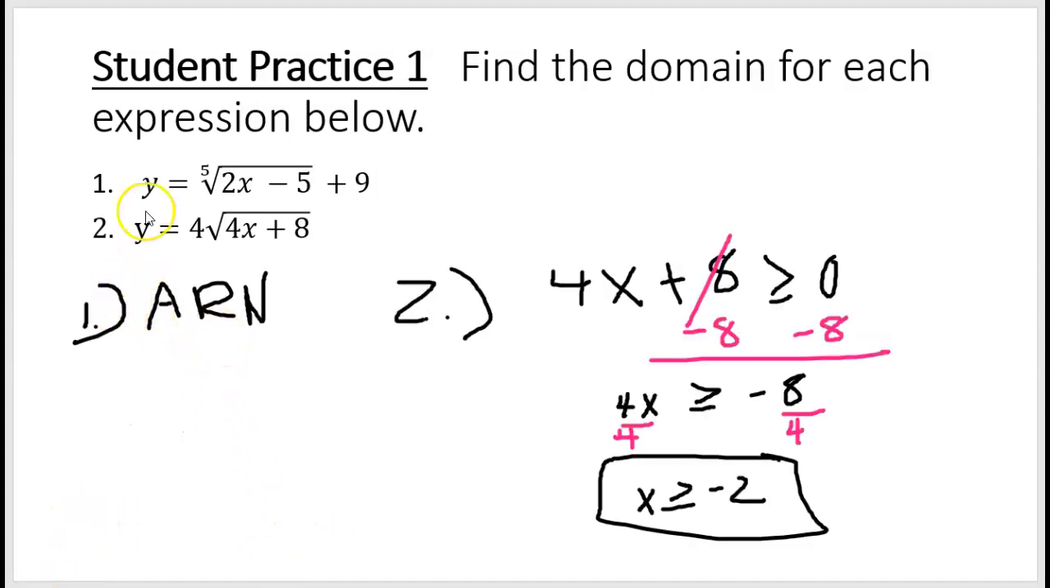Alrighty, here's our solutions. So number 1, since it's an odd root, the domain is all real numbers. For number 2, since it's an even root, the domain can be found by taking the radicand, 4x plus 8, and setting it to be greater than or equal to 0, and then solving for x. Solving for x gives us x is greater than or equal to negative 2. Now I just want to warn you guys of something here really quick.